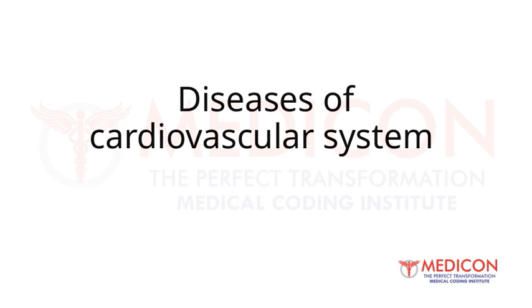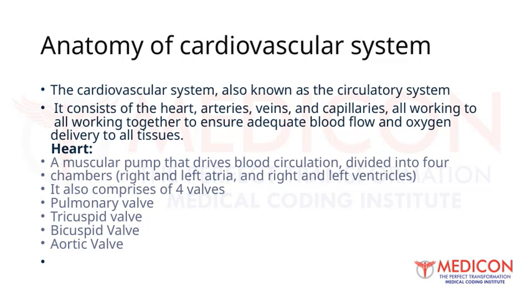Let's get started. Let's take a closer look at the anatomy of the cardiovascular system. Also known as the circulatory system, it plays a crucial role in maintaining our overall health. It's made up of the heart, arteries, veins, and capillaries, all working together to ensure blood flows properly and delivers oxygen to every tissue in our body.